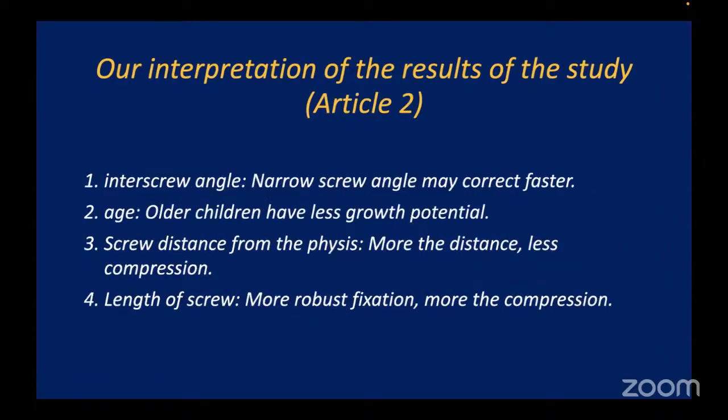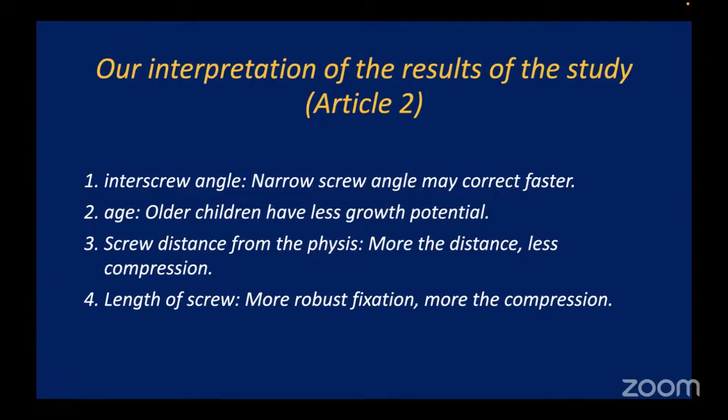For Article 2, we studied that narrow interscrew angles may correct faster than large interscrew angles. Age has a negative correlation, so older children may have less growth potential. The more the screw distance from the physis, the less the compression, as there is a negative correlation. The longer the screw, the more robust the fixation and the more the compression, as there is a mild positive correlation.